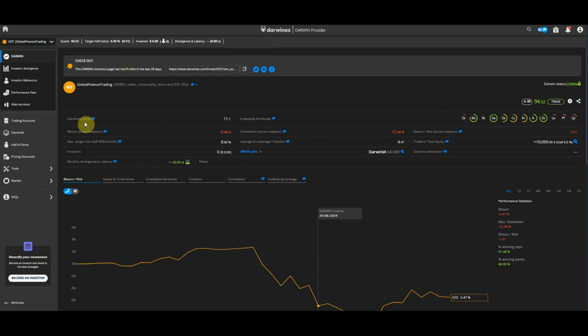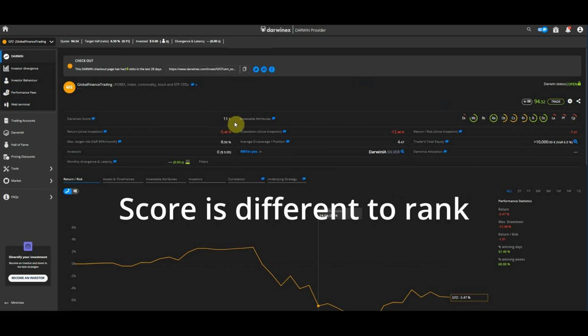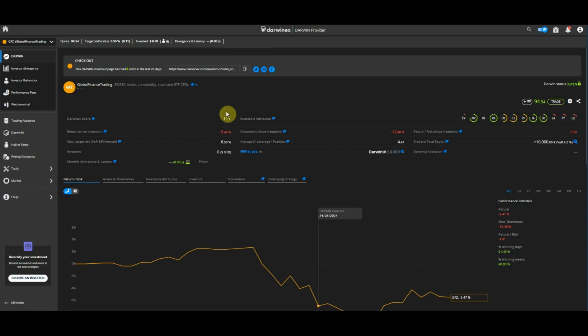So we can see here the Darwinex score. I've got a score of 11.1 and it's been building up over the past month. It seems to be increasing every day or so by a little bit because a few weeks ago it was only at 6 or 7. The return since inception is currently at a loss of about 5% with drawdown of 12% total.